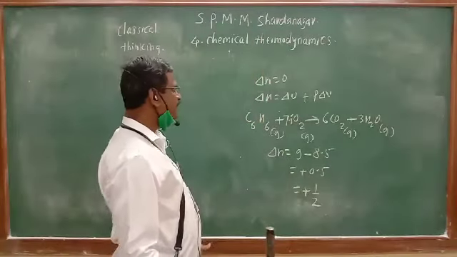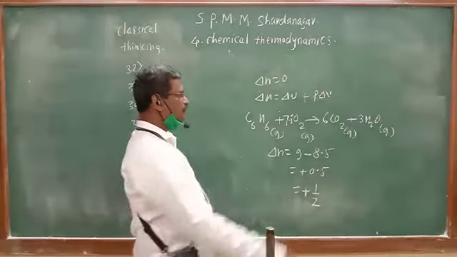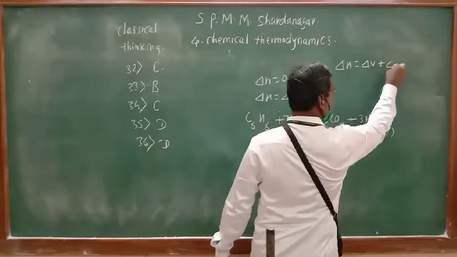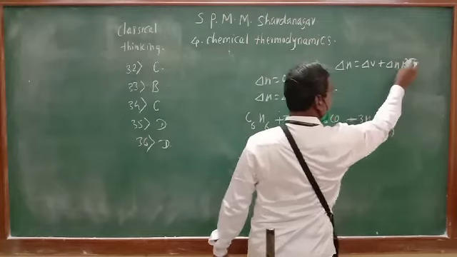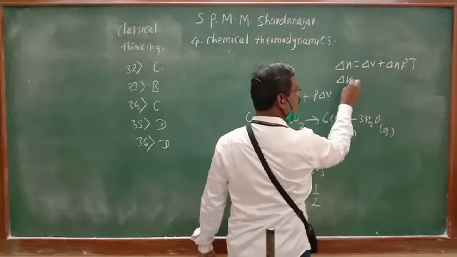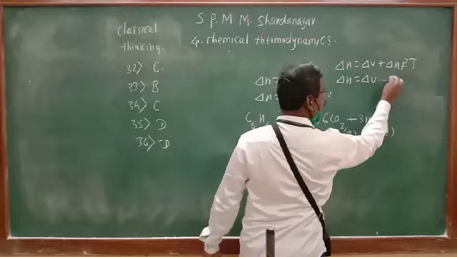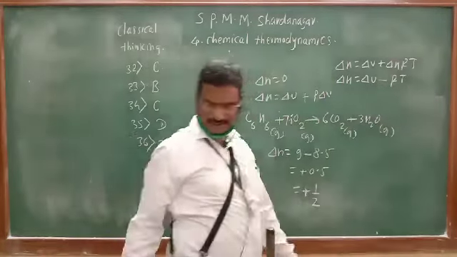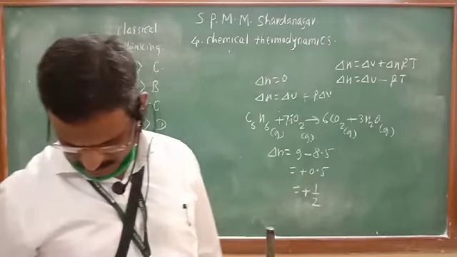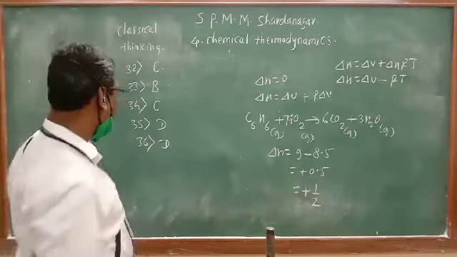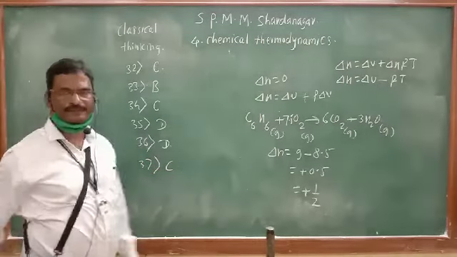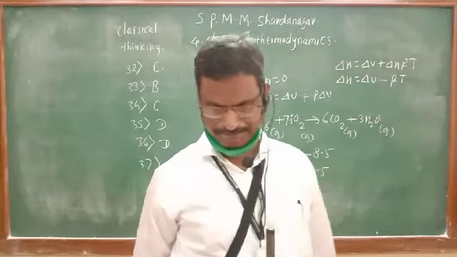As delta N is minus 1, we know this equation. Delta H is equal to delta U plus delta nRT. This is minus 1. So delta H is equal to delta U minus 1 RT, or minus RT. And in this format they have given option C. For question number 37, option C is correct.